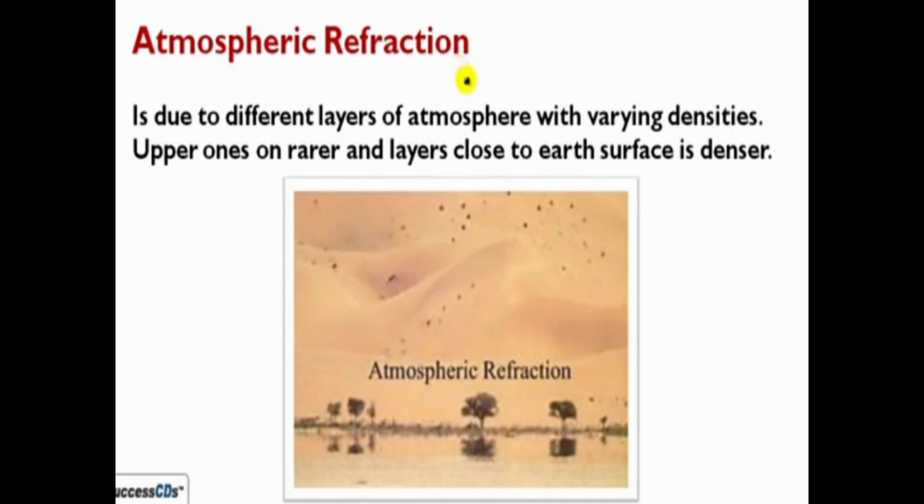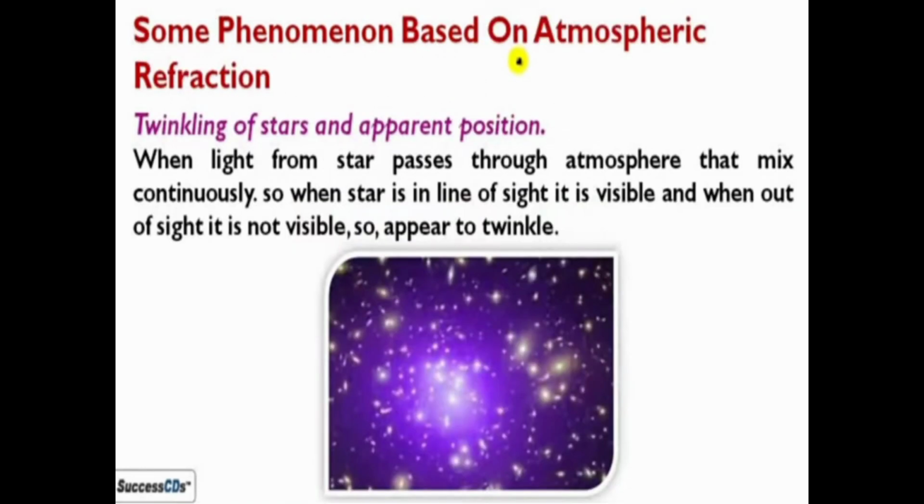And here also, due to atmospheric refraction, different layers of atmosphere are formed, due to which there is a variety of densities. That's why atmospheric refraction is caused. The upper layers are the rarer ones, and the lower layers close to the Earth's surface are the denser ones. Based on this, we are going to study some basic phenomena.